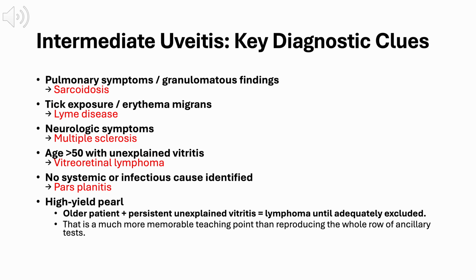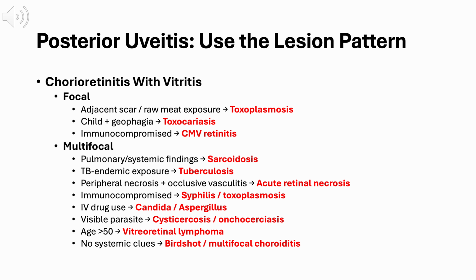Here's the high-yield pearl, worth stating plainly. An older patient with persistent, unexplained vitritis is lymphoma until you've adequately excluded it. That single memorable rule will serve you far better than trying to recall an exhaustive list of tests, because missing a masquerading lymphoma has grave consequences.